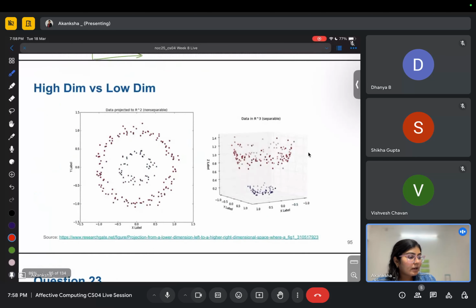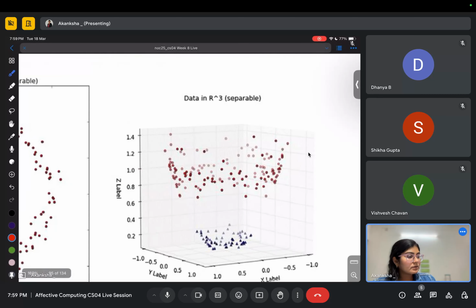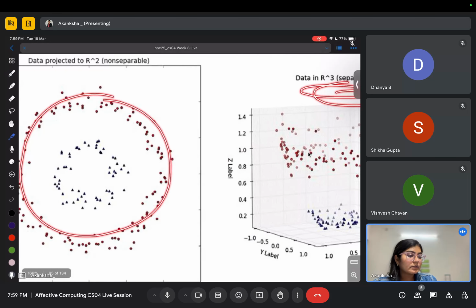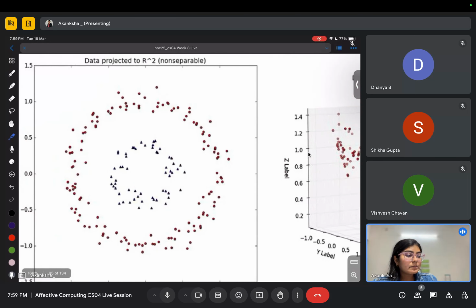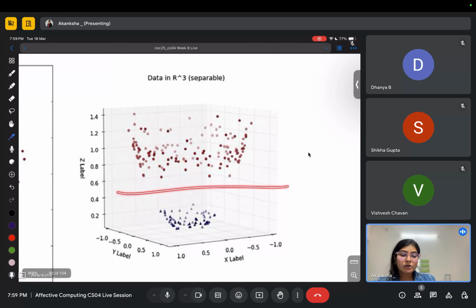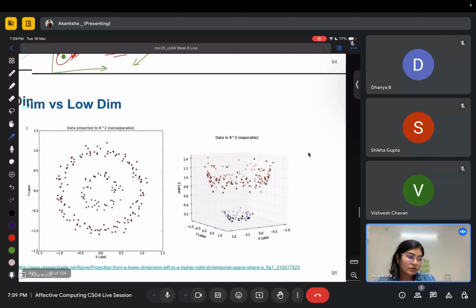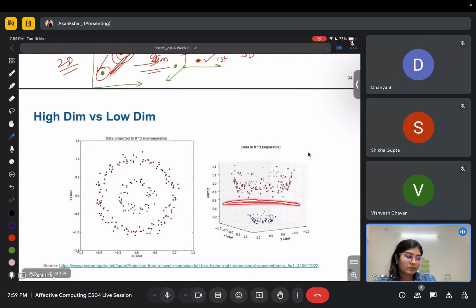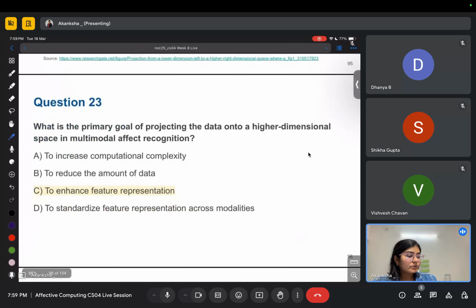Another example: if it is 2D, you can see that this is not separable. This is kind of the top view. If you look down from here, it would look something like this. If you want to make it separable, maybe the boundary will be something like this, but not a linear one. But in a higher dimensional space, a linear boundary can also work. It becomes more separable, because of the height difference. So we want to enhance the feature representation.